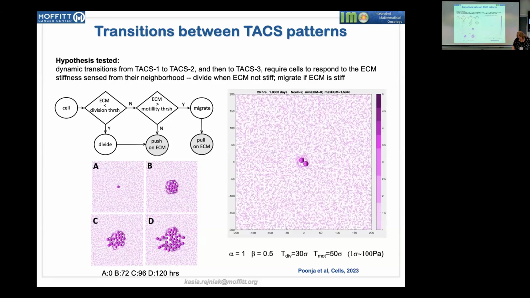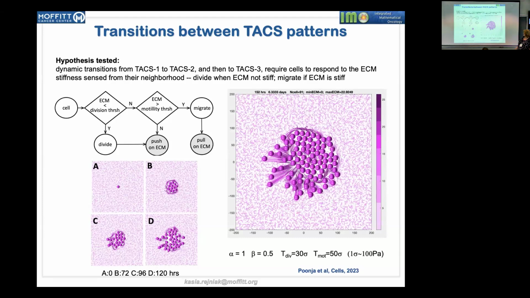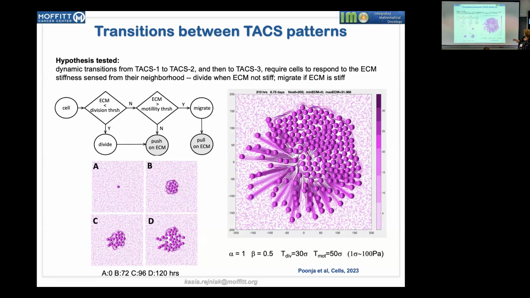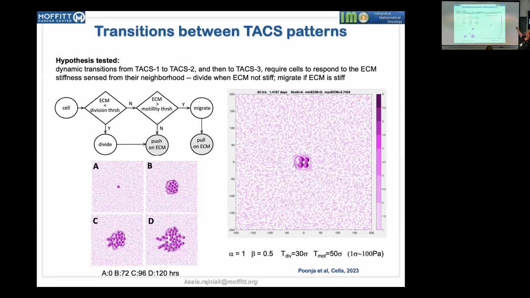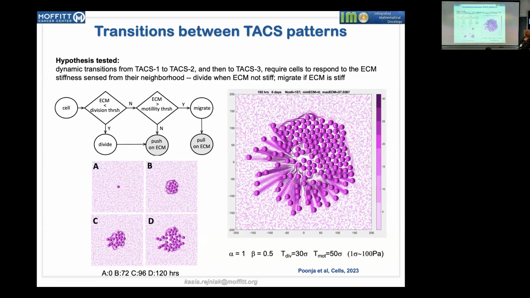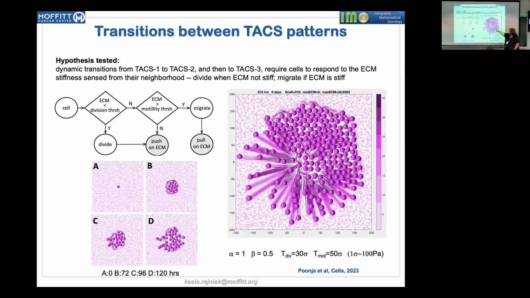So this is the simulation that will show those transitions. The cells are growing, and first they are pushing. The ECM stiffness increases, and at some point the stiffness is so high that the cells start moving. But in some places it is not high enough, so you could still see cell growth. And the persistent direction here is just out of the center of the cells, so they are all moving outside of the center.